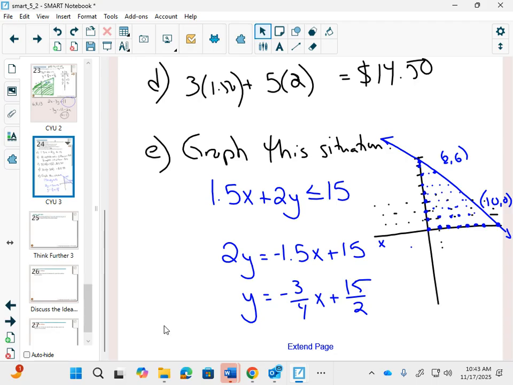Okay, questions to circle on this one? 11 and 15. No.